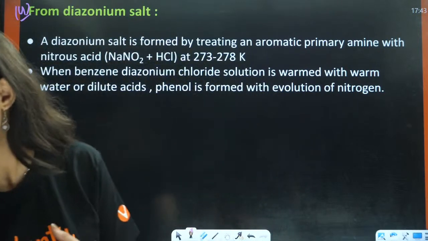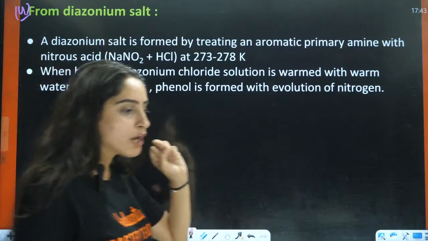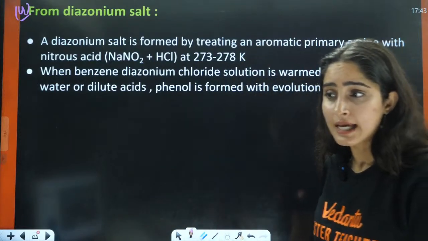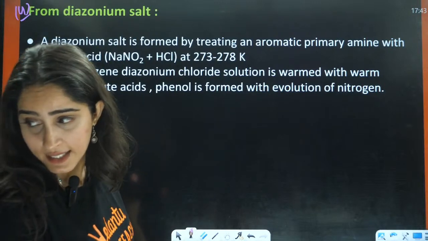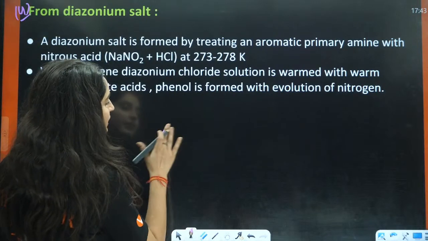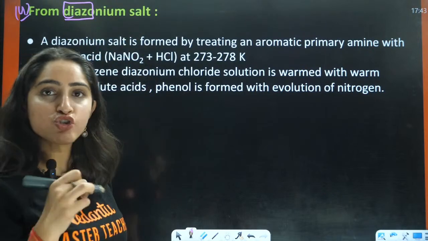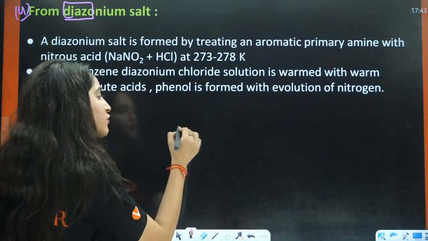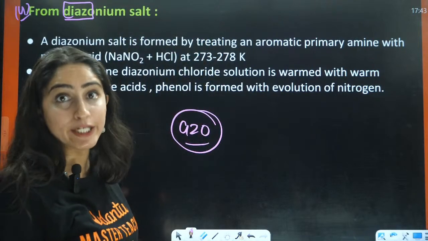Okay, so guys, here we have from diazonium salt. Now if you talk about diazonium salt, what exactly is diazonium salt? Let us see that. Diazonium salt is basically diazo. You know what diazo is? Azo means nitrogen, right? Azo is a word for nitrogen. It's not a very different word. It's a word for N2.